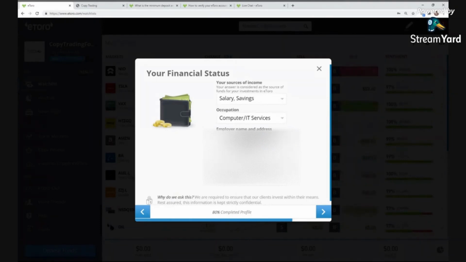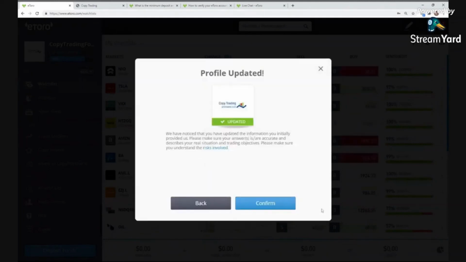Your net annual income in there, and your total cash and liquid assets, up to 10K for this account. You can put in whatever you wish, such as savings, etc. But you put in there what you're willing to put in for your trades. So you click next on that.